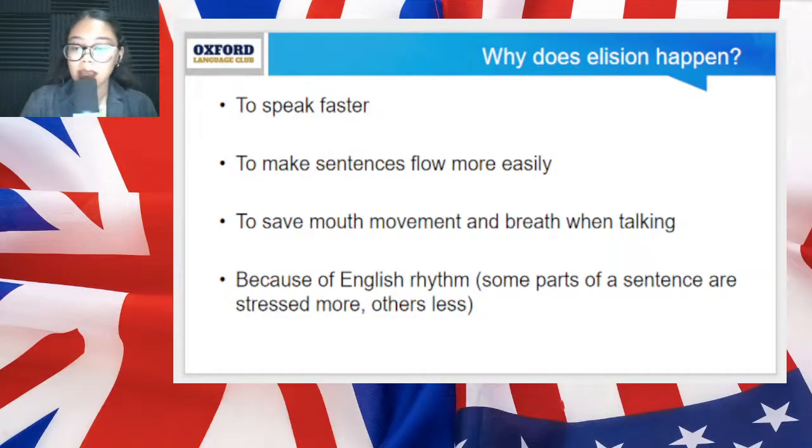Second, it helps to make sentences flow more easily. So words connect without breaks, making the whole sentence smoother. And third, elision helps to save mouth movement and breath when talking. So our mouths don't have to work as hard for every sound. Lastly, it happens because of English rhythm.